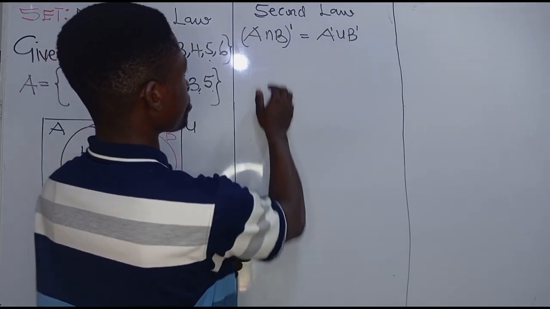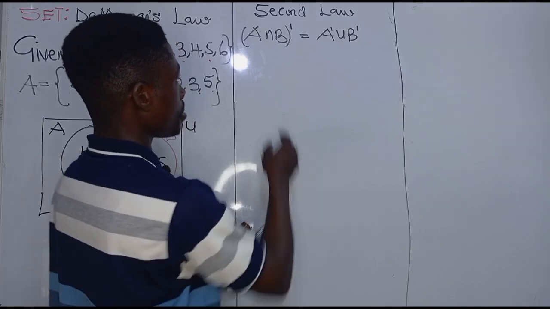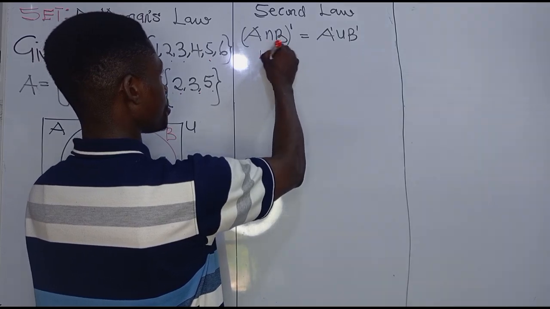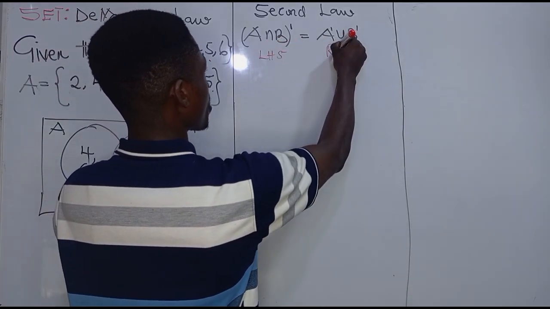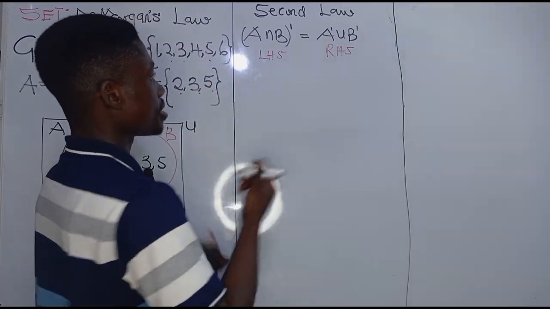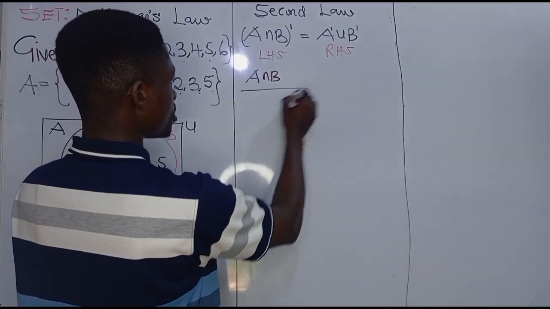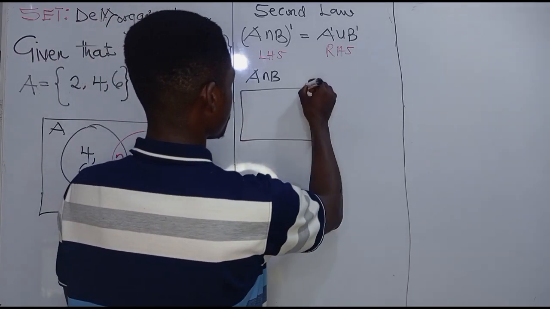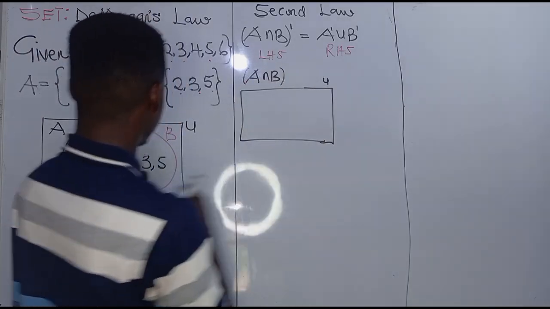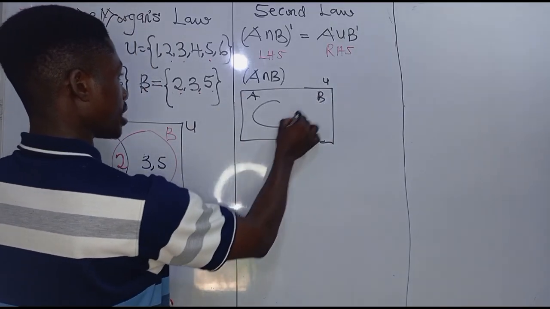Good. So in starting, we are going to start with what? A intersection B complement. But before we find A intersection B complement, we should be able to find what? We should be able to find A intersection B. So we have A intersection B. We are still going to draw our Venn diagram. So we have our universal set, we have our set A, we have our set B, we have our two intersecting circles.